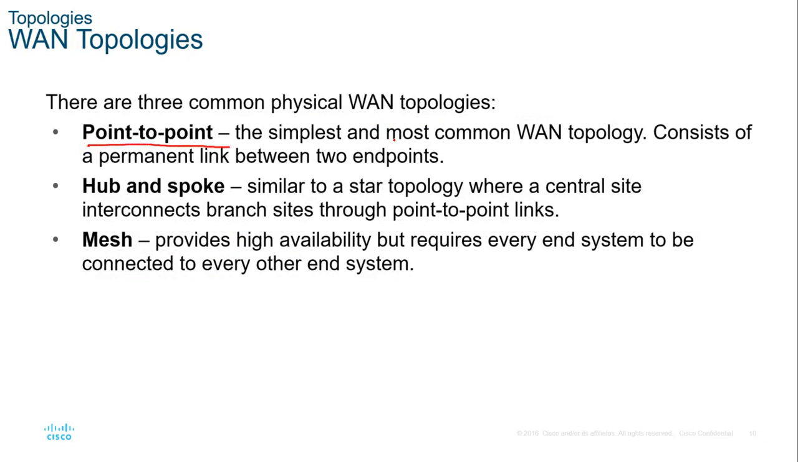There are three common physical topologies, where we have point to point. It is the simplest and most common topology, consisting of a permanent link between two endpoints. So with point to point, we expect something like this: we have A, then B. That is it. That is our point to point.